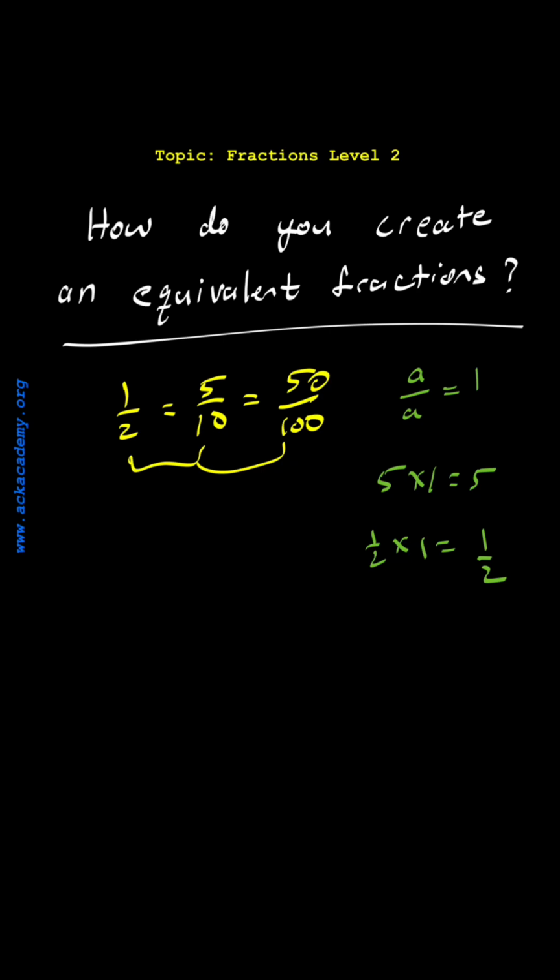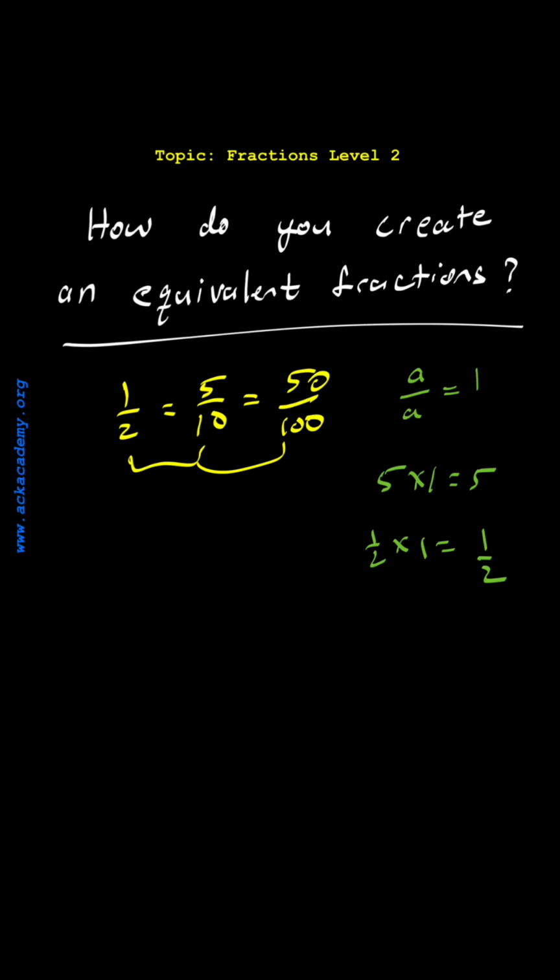And if I can say that a over a is equal to 1, or any number with the same numerator and denominator is equal to 1, maybe I can just pop that 1 into here, but change what the numerator and denominator are. Okay, so what does that even look like? Let's see.